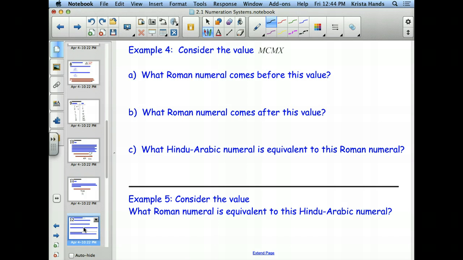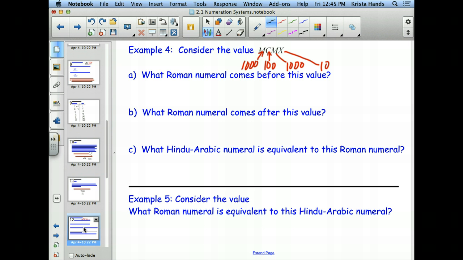Okay, let's do one that's looking a lot like what we saw on the other slides. We're going to deal with MCMX. So just for fun, because I think you should be able to do this, not because your book's going to necessarily ask you to, let's turn that into an actual Hindu-Arabic numeral. What would each of these be worth? What's M worth? That's 1,000. What's C worth? 100. What's M worth? 1,000. And what's X worth? 10. So do you see any place where the subtractive feature is used?